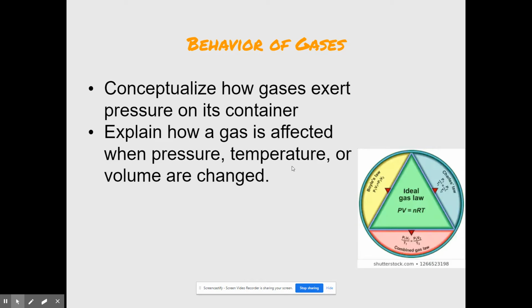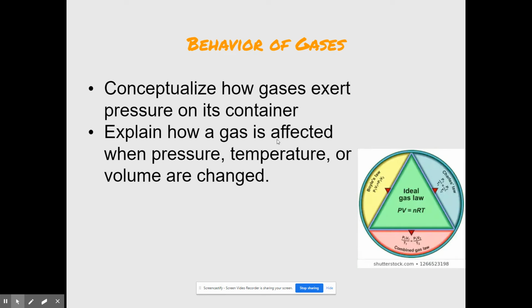So Boyle's law was pressure and volume. They are inversely proportionate. If you decrease one, the other one will increase. If you increase one, the other one will decrease. And then pressure and temperature, Gay-Lussac's law. If you increase the temperature of a gas, pressure will go up. If you decrease the temperature of a gas, pressure will go down.